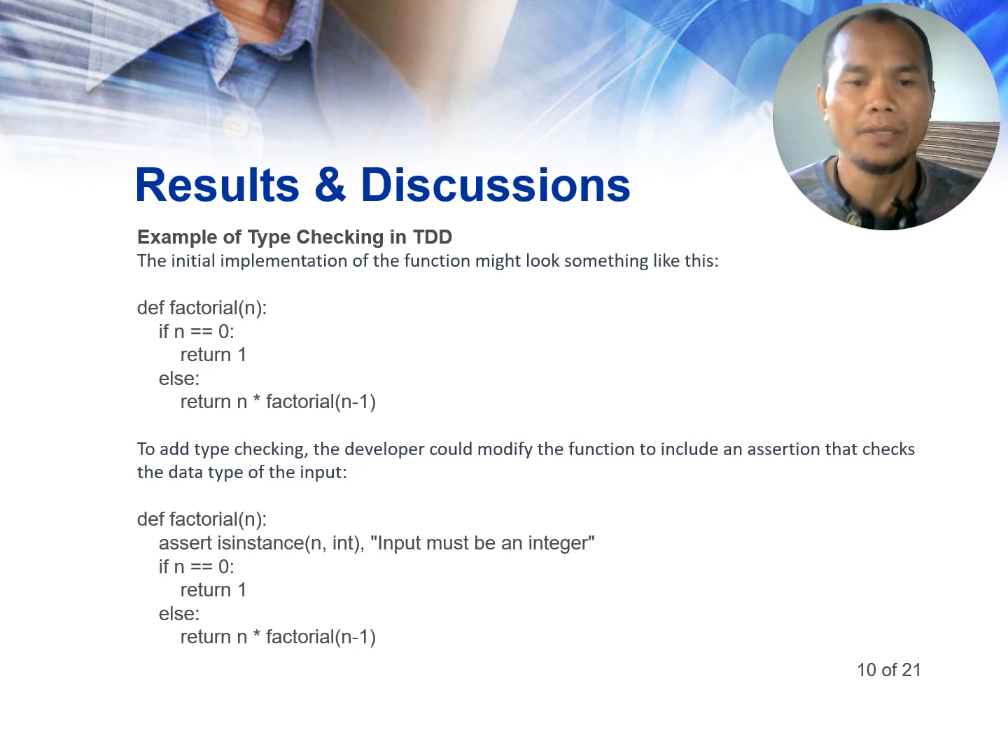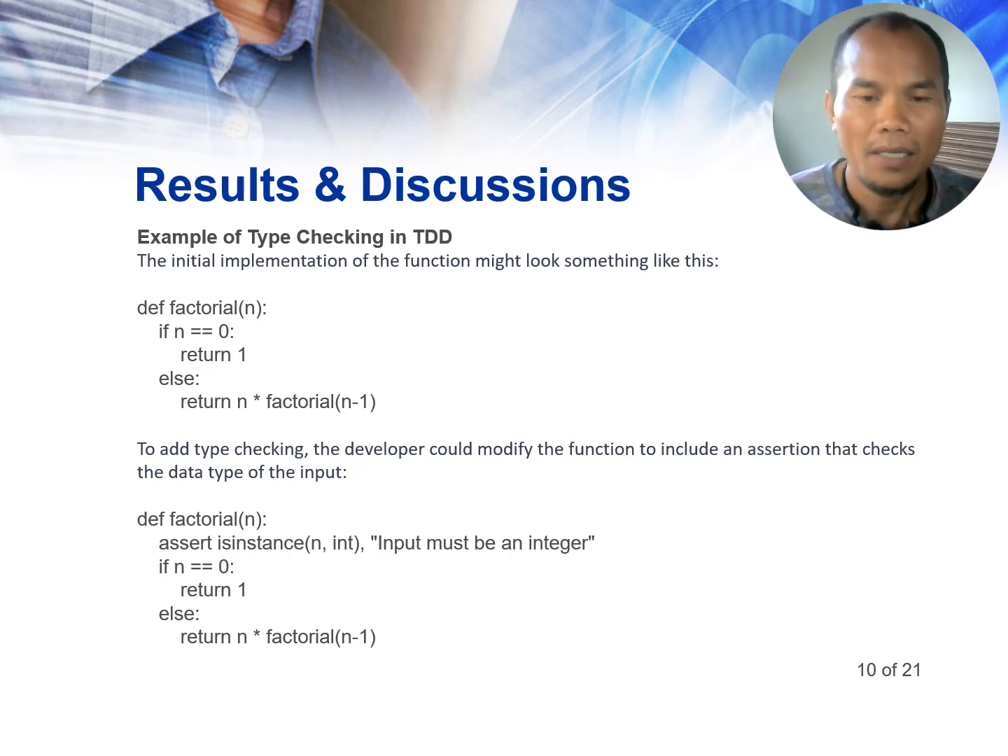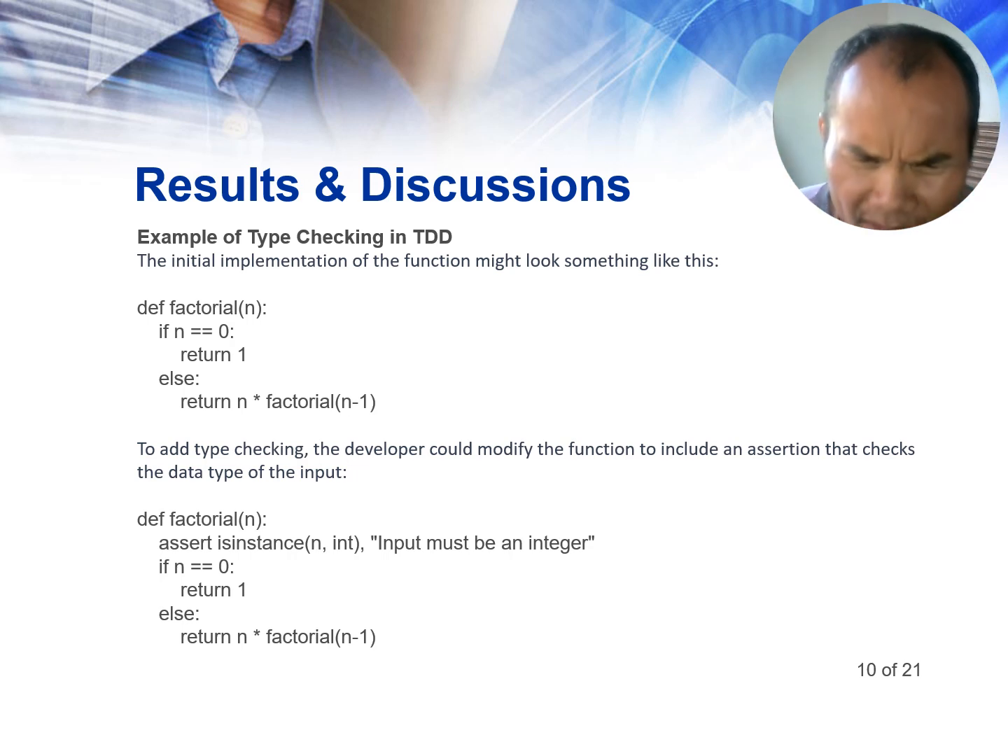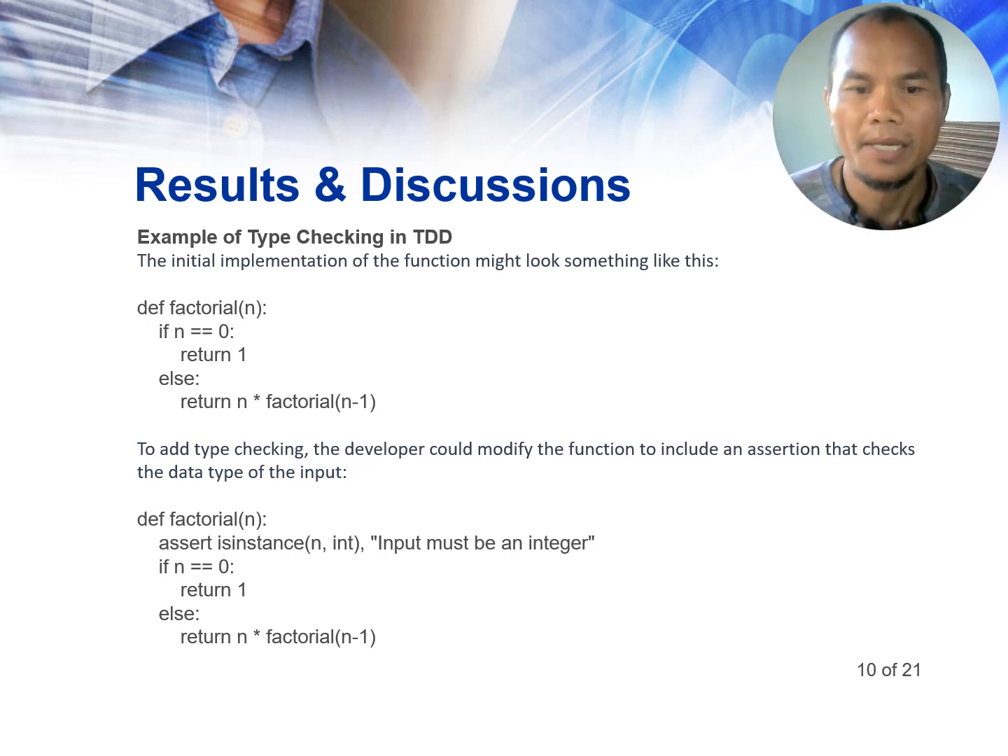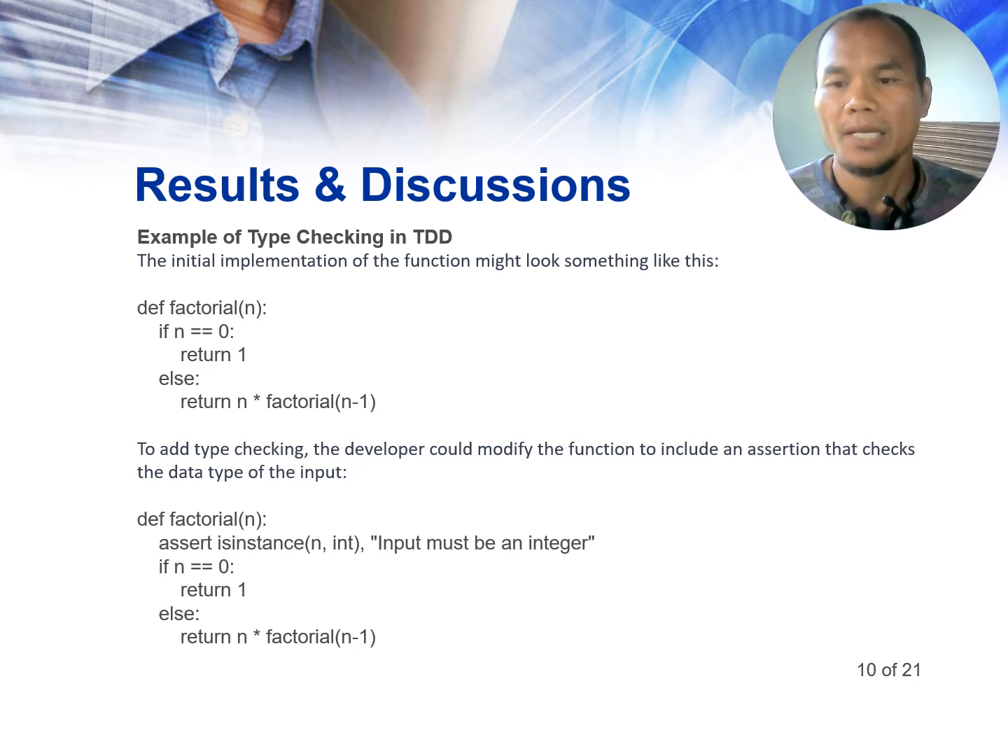new function. Define factorial(n) and assert isinstance(n, int), "input must be an integer". If n is equal to 0, return 1, else return n * factorial(n - 1). With this modification, if the input to the function is not an integer, the function will raise an assertion error with the message "input must be an integer".